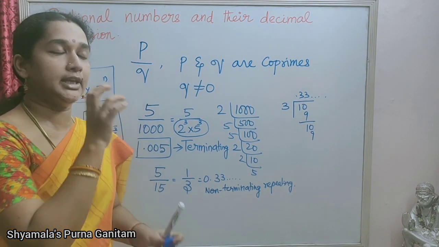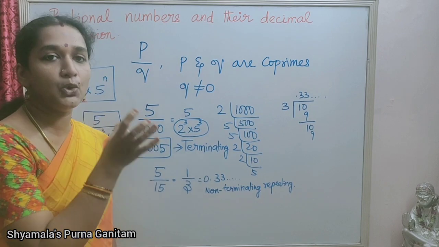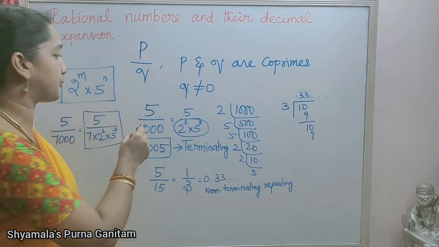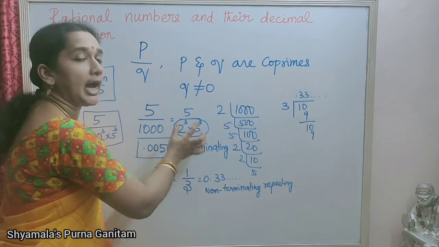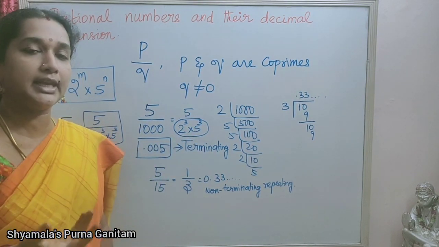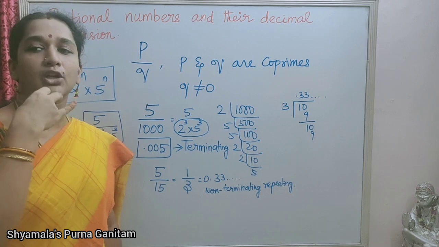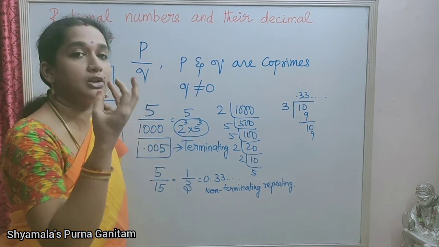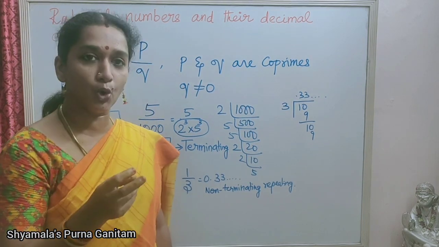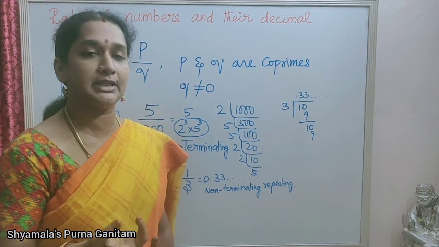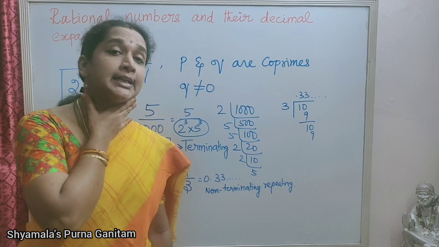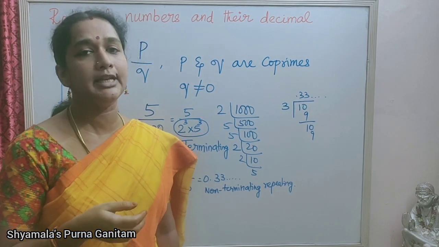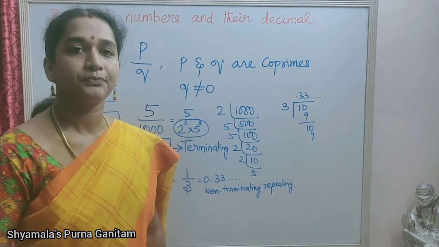So on checking the denominator, if you have the factors of 2, or factors of 5, or factors of both, you can say that type of decimal expansion is a terminating decimal expansion. Others are called non-terminating decimal expansions.